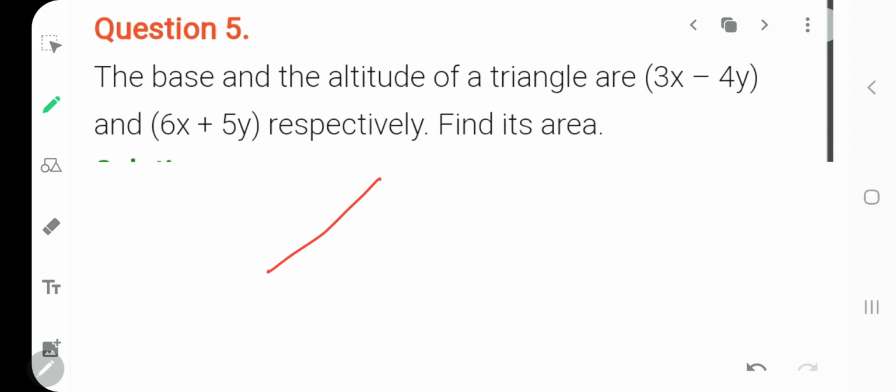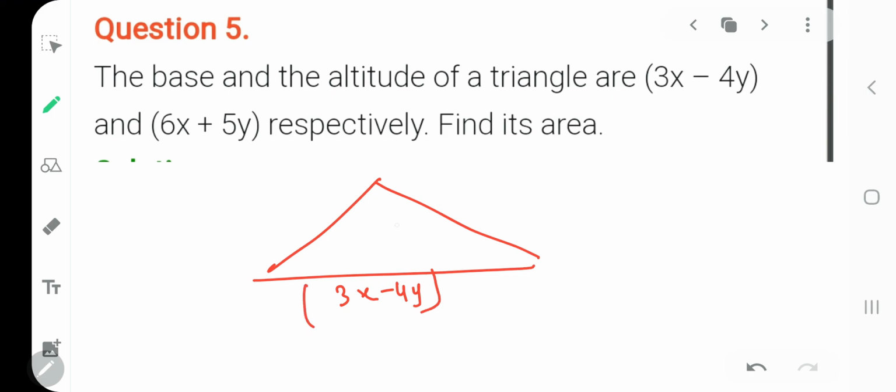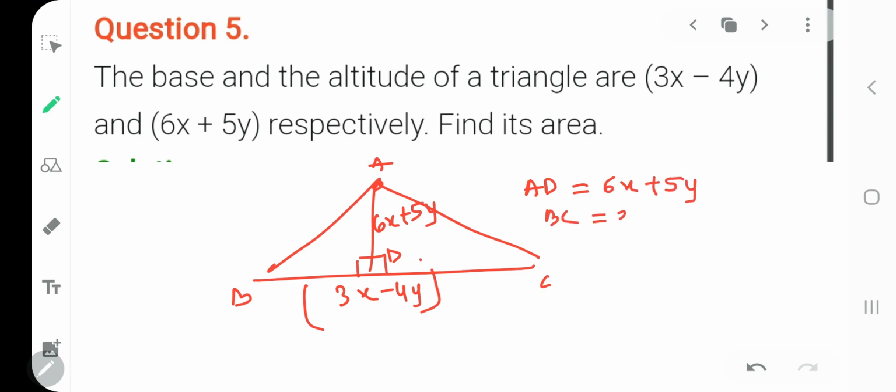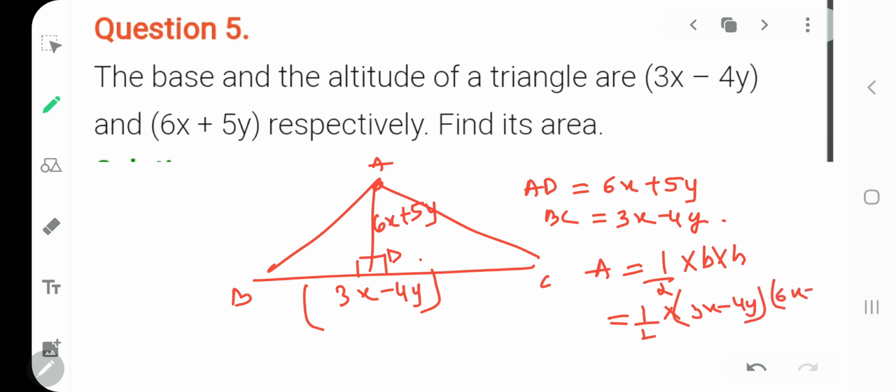Next you have a triangle. For that base is given 3x minus 4y and altitude. What do you mean by altitude? Altitude is a perpendicular drawn from the vertex to the base. Getting my point clear? So altitude is given as 6x plus 5y. So AD value is given as 6x plus 5y and your base BC is given as 3x minus 4y. So now if you want to find the area of the triangle, the formula is half base into height. That will be half into 3x minus 4y and 6x plus 5y.